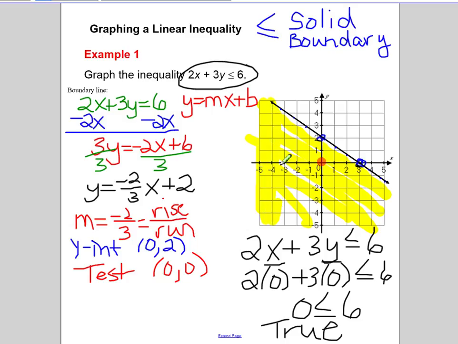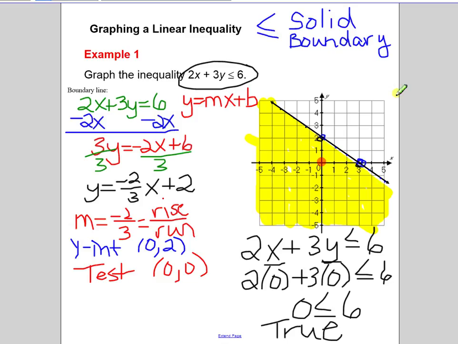And this is a good time, if you're doing this in your notebook, to use a highlighter. So every single point that is below that line and all the points that are on the line are solutions to the inequality. There's really an infinite number of x and y values that make this inequality true. Everything that's on the other side of that line would end up being false.